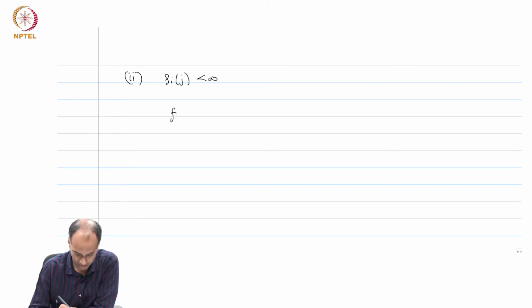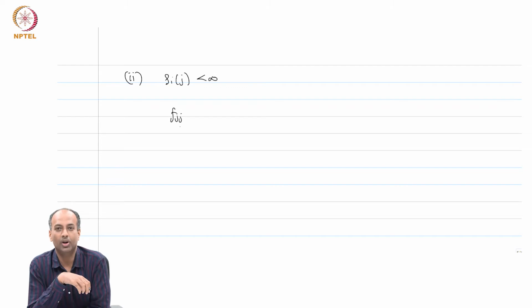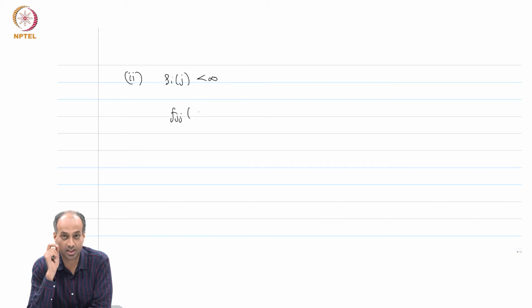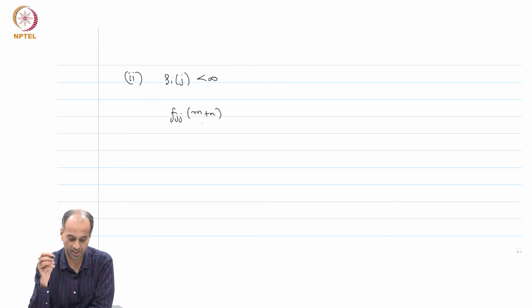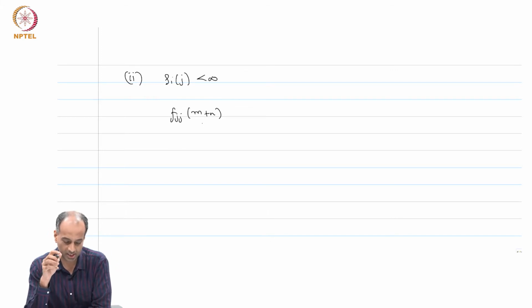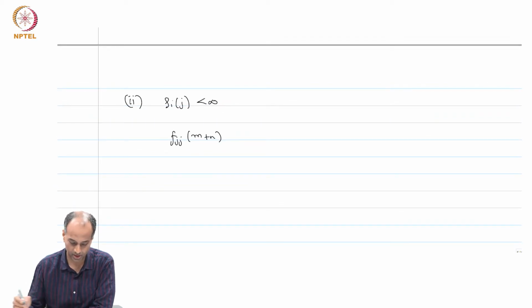You consider your fjj. Remember what fjj is, right? Fjj of n is the probability that you are in state j at time n for the first time after starting in j. So, I am going to consider fjj of m plus n. Fjj of m plus n is the probability that I started at j and at time m plus n I came to j for the first time.